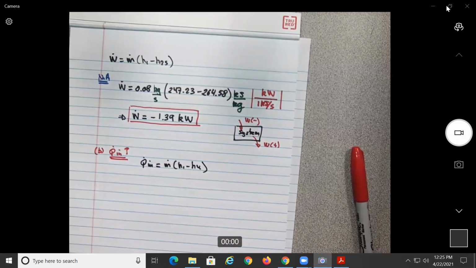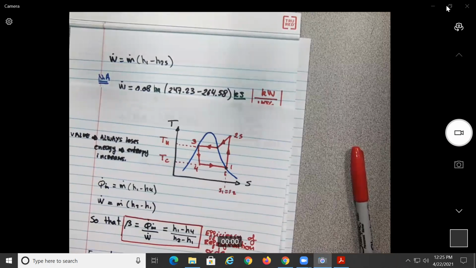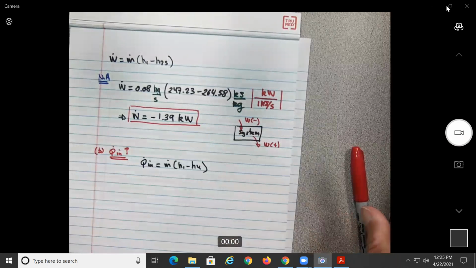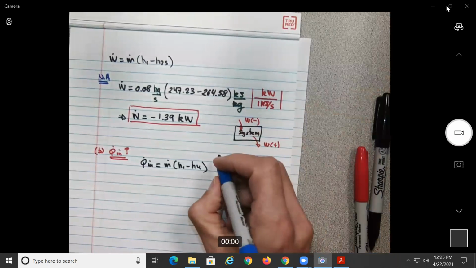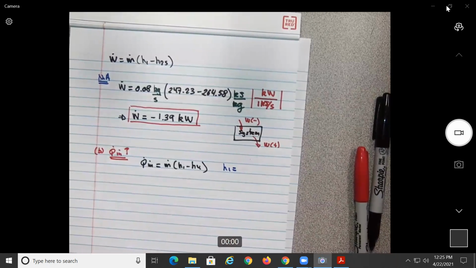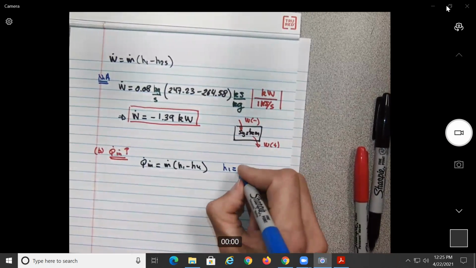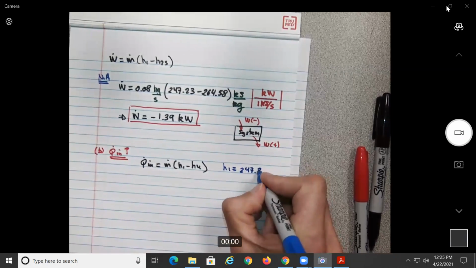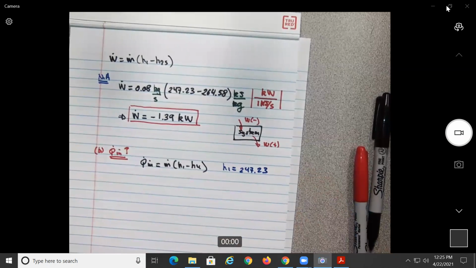And now from the figure, we already know what is H1. So that's a good thing. So H1, we found that to be 247.23. But we're going to have to find H4.